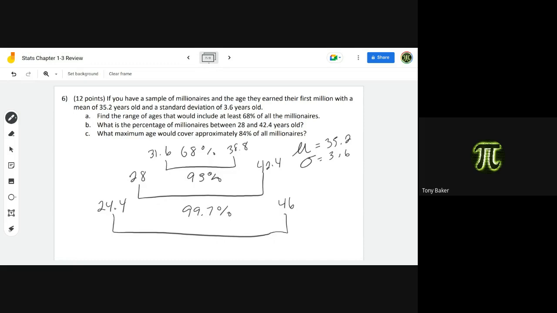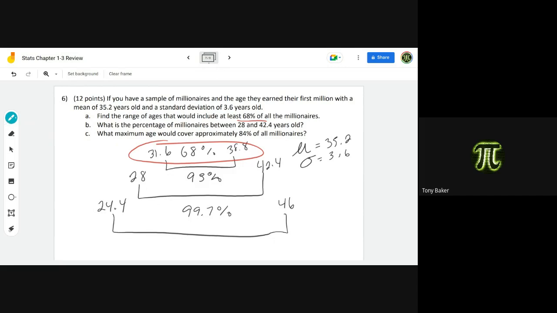6A is asking us to find the 68%. So that would be that. The range of ages would be 31.6 to 38.8 years old. I know this data means absolutely nothing. I completely made the numbers up. So that would be A.